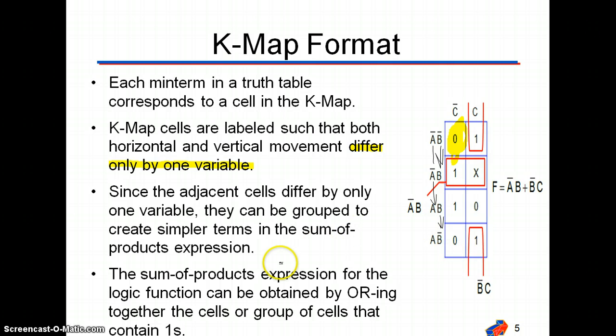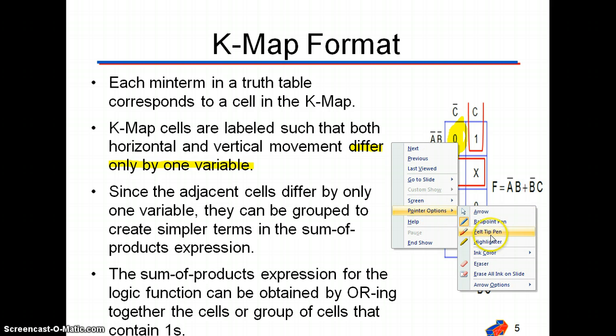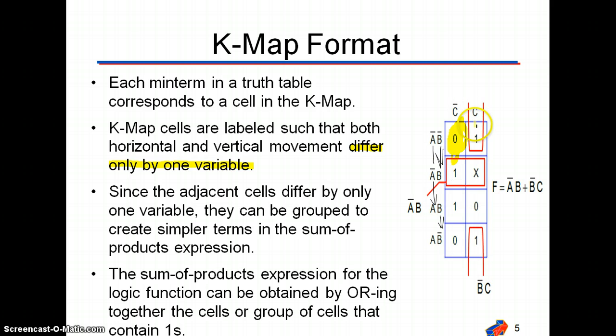The SOP expression for the logic function can be obtained by ORing together the cells or group of cells that contain 1. This is how we found that this pair we saw over here, this pair, this and this and this, these two pairs formed, one provides us B bar C, one provides us A bar B, and they are formed with the help of OR.